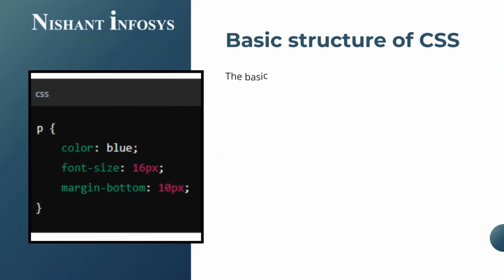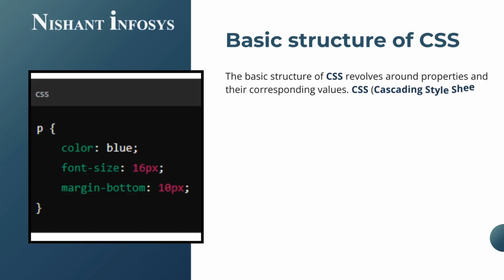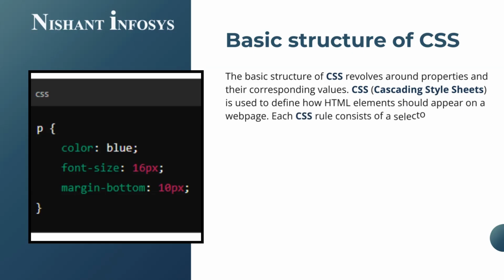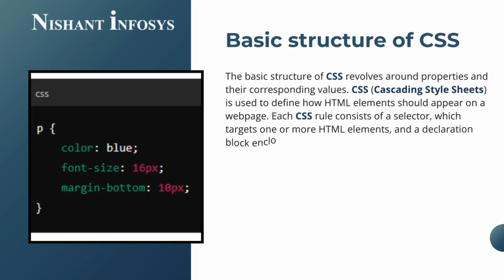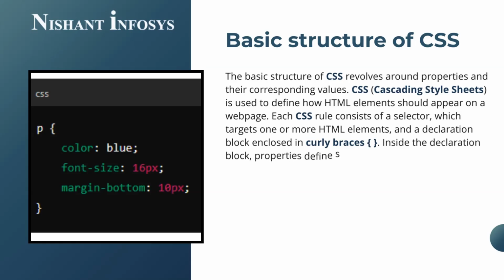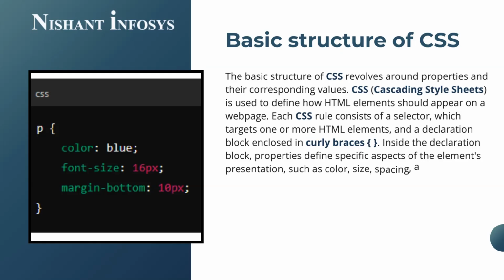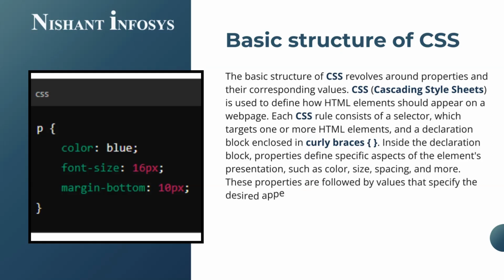Now let us talk about the basic structure of CSS. The basic structure of CSS revolves around properties and their corresponding values. CSS, cascading style sheets, is used to define how HTML elements should appear on a web page. Each CSS rule consists of a selector, which targets one or more HTML elements, and a declaration block enclosed in curly braces.